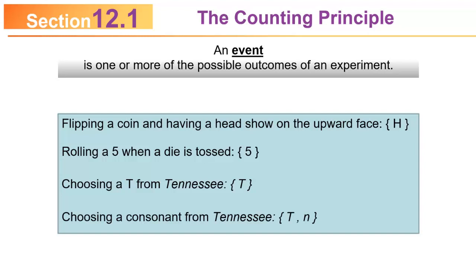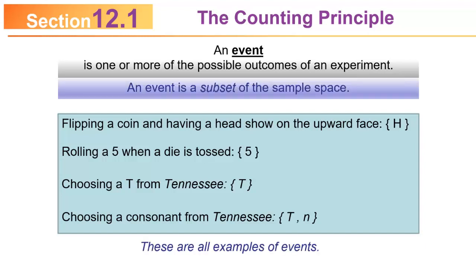Choosing a consonant from the word Tennessee. Well, there are two consonants in Tennessee. There's a T and there's an N. Those are all examples of events. It's just a set of one or more possible outcomes of some experiment. Keep in mind, though, I said that events were sets, but in particular, an event is a subset of the sample space. Remember, a subset is a set, but it's a particular set. An event is actually a subset of the sample space. It's some subset of the set of everything that could possibly happen in an experiment.